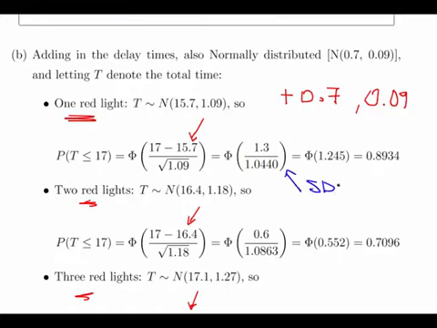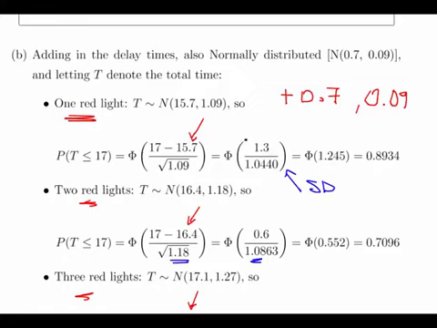Likewise here, 2 red lights, so the variance is increased by 0.18, and that brings us up to 1.18. The standard deviation, therefore, is 1.0863. Essentially what we're doing here is calculating the z-scores using updated means and updated standard deviations.